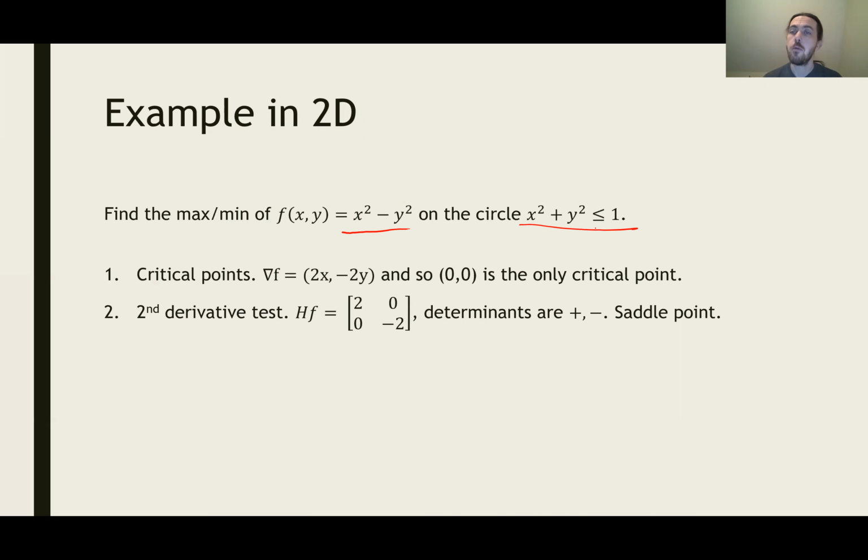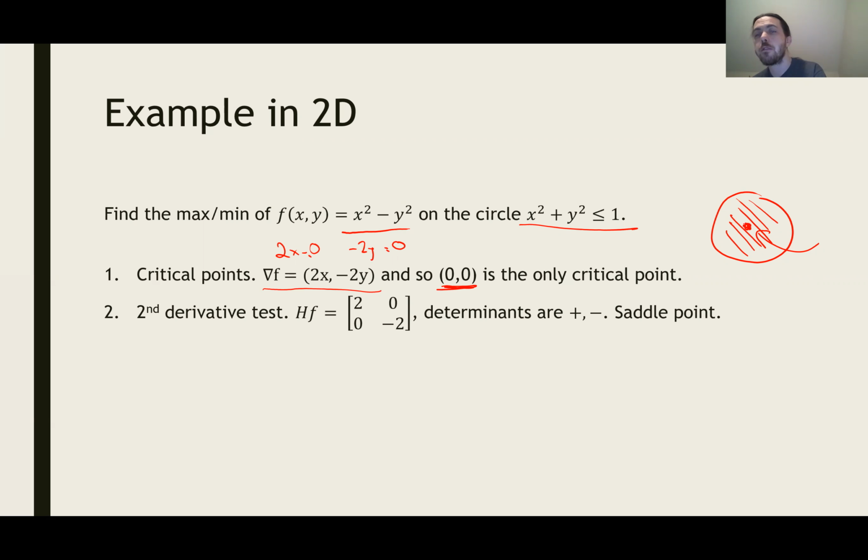So first, we look for critical points on the inside. The circle itself has an interior, and so we look for critical points. The gradient of f is 2x comma minus 2y. The only way we have a critical point is if 2x equals 0 and minus 2y is equal to 0. The only way that happens is if x is 0 and y is 0. So 0, 0 is the only critical point, right at the center of the circle.